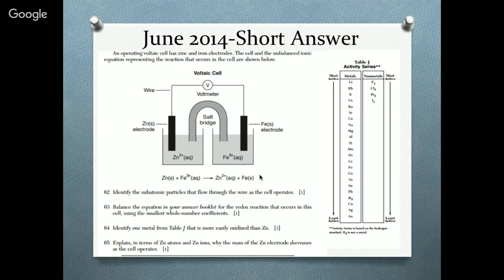64, identify one metal from Table J that's more easily oxidized. More easily oxidized means higher up on Table J, so just pick something above zinc. A whole bunch of answers would suffice there.